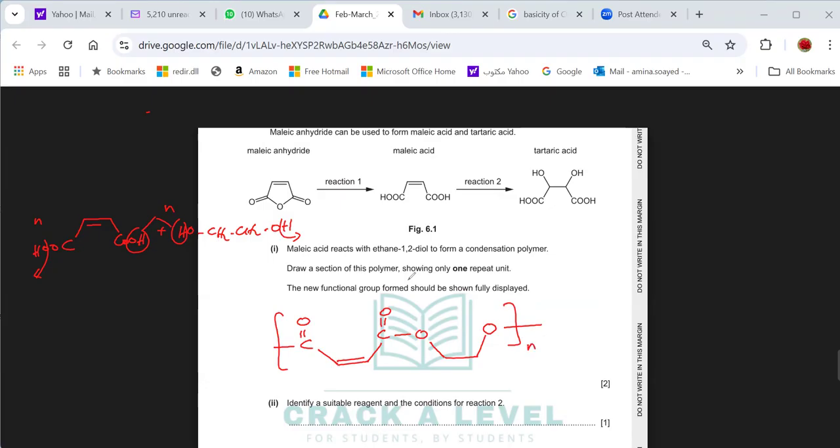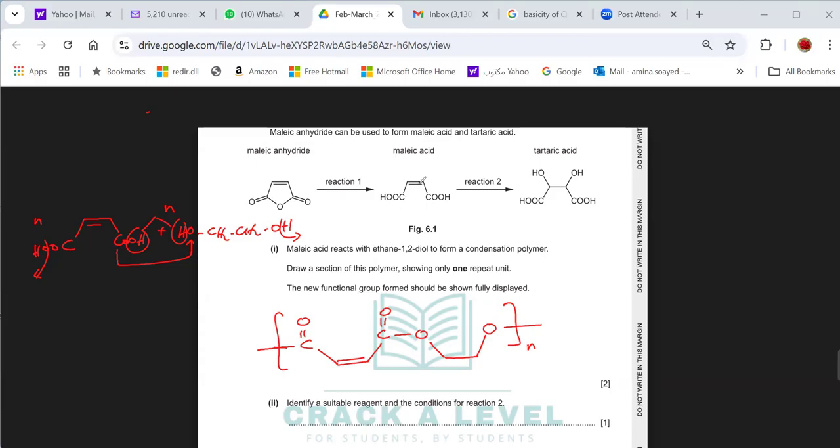They said draw a section of this polymer showing only one repeat unit. So the carbon of the C double bond O will bond to the oxygen of the ethane diol. And so we will have a CH2O, and then we extend the C double bond O and the O to form the polymer.